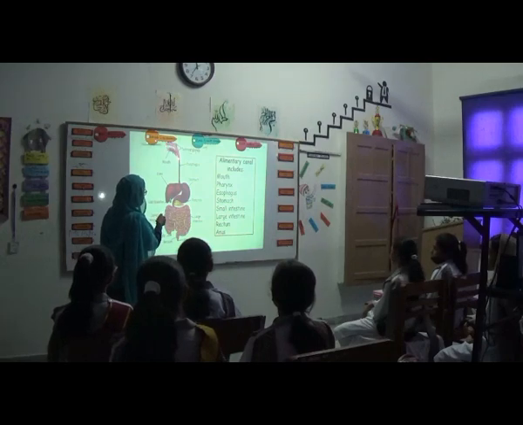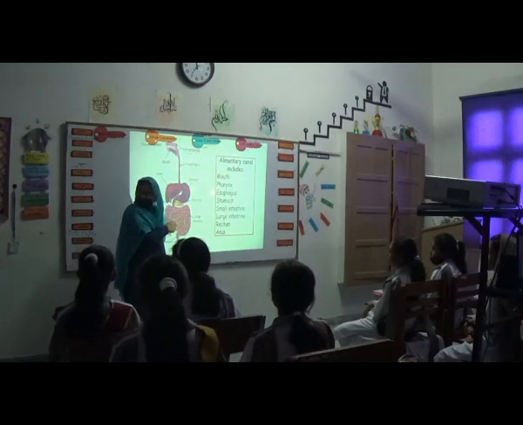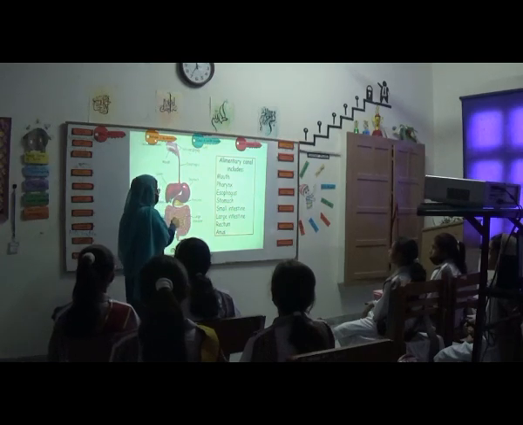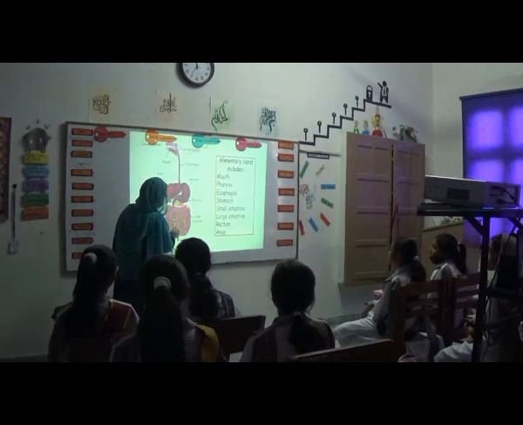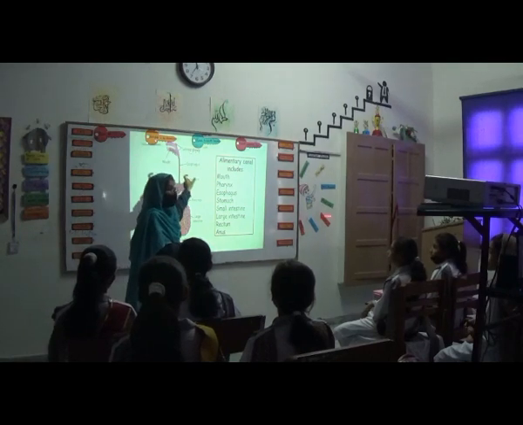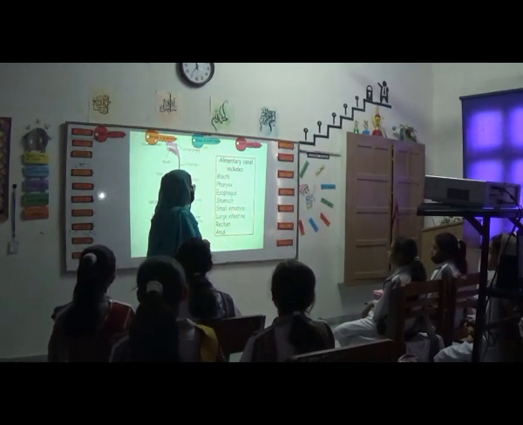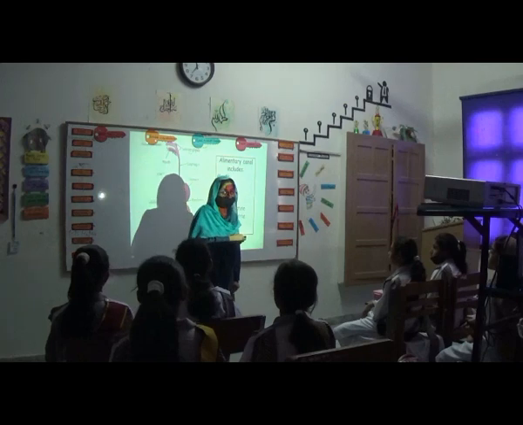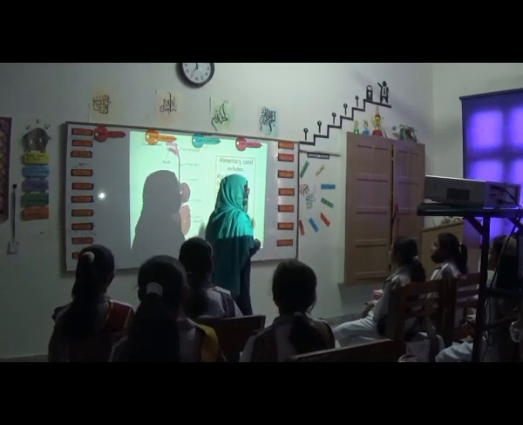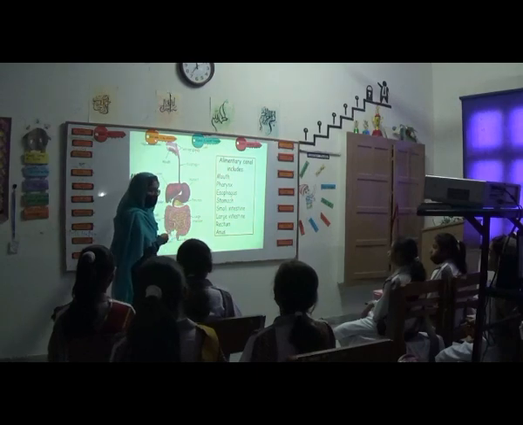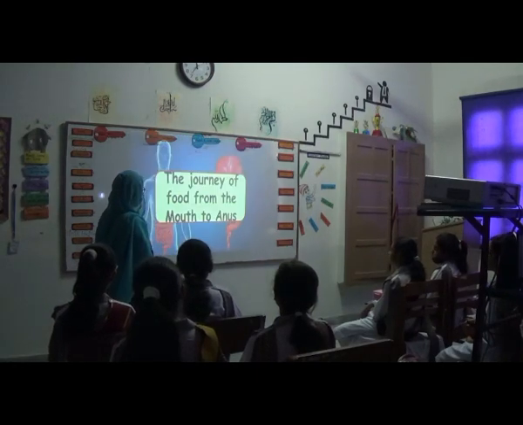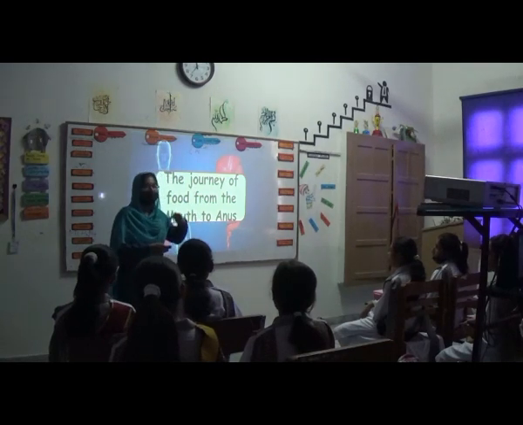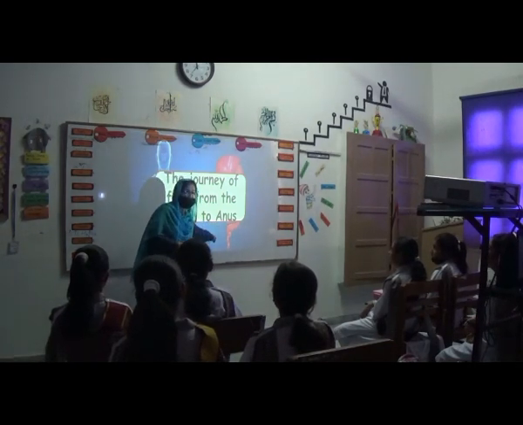It's a complete tract. Is it? Yes. It does not finish or get completed in one place. It starts from here and ends into another. It's a complete pipe. It's a complete tract or a complete canal. So these completely are called the alimentary canal. What do we say? Alimentary canal. Okay. Is it clear for all? Yes. The journey of food from mouth to anus. From mouth to anus. Okay.